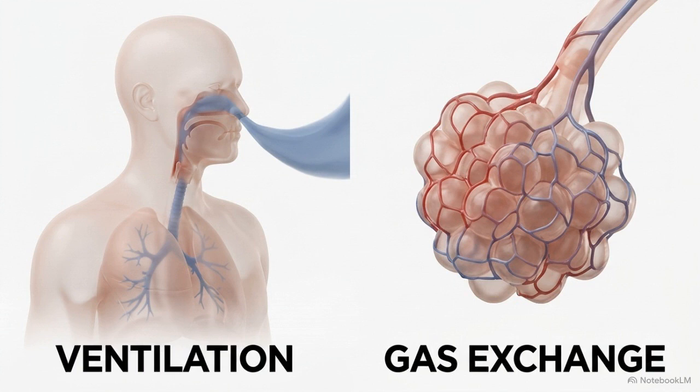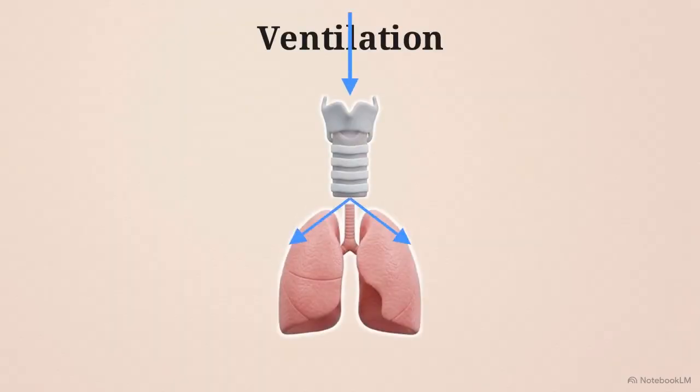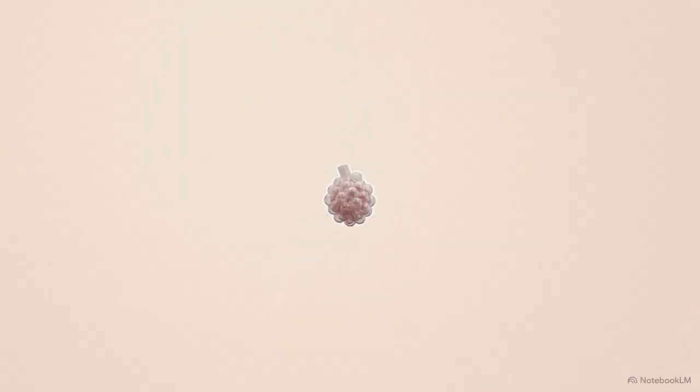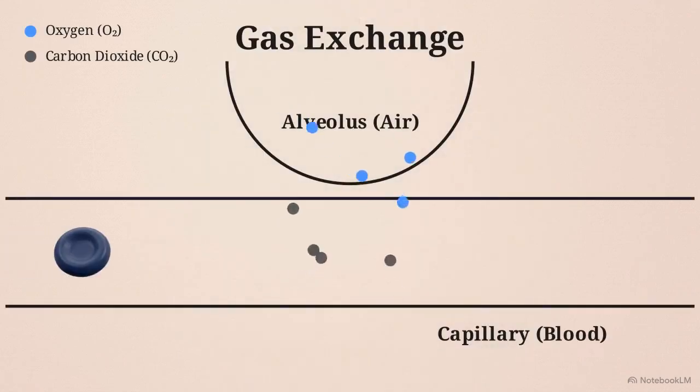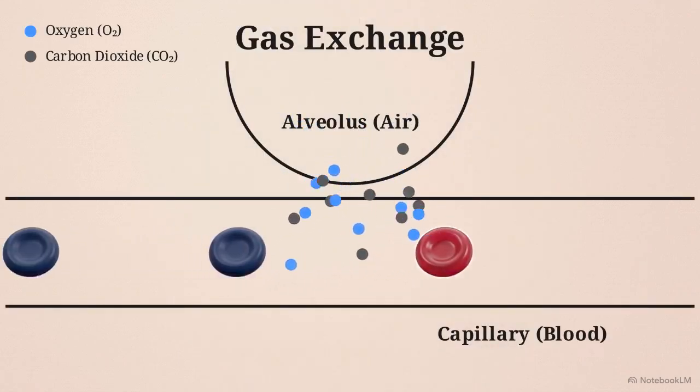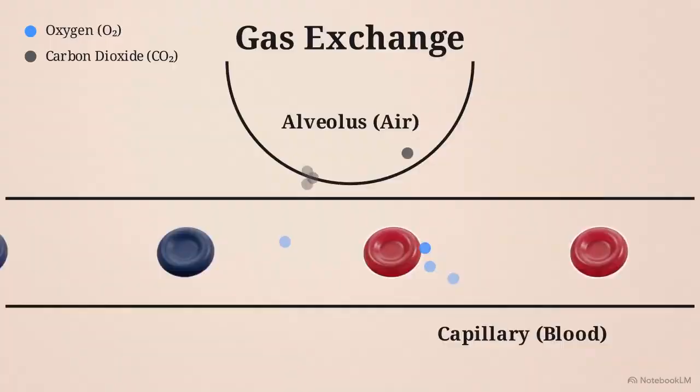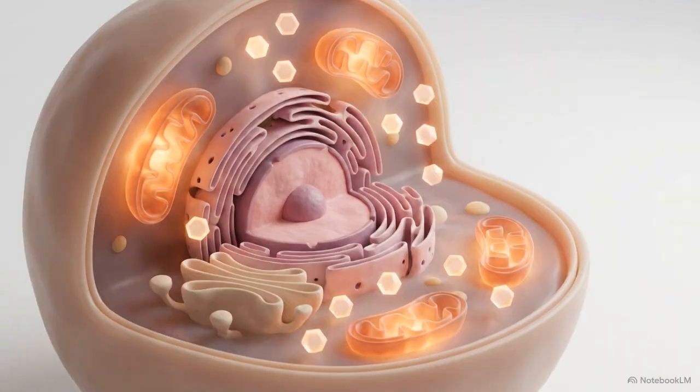To understand how we breathe, we first have to separate two distinct biological processes: ventilation, which is the physical movement of air in and out of the body, and gas exchange, the chemical diffusion of oxygen and carbon dioxide across a membrane. Neither of those should be confused with cellular respiration. That is the chemical reaction occurring within your cells, breaking down glucose to release energy.